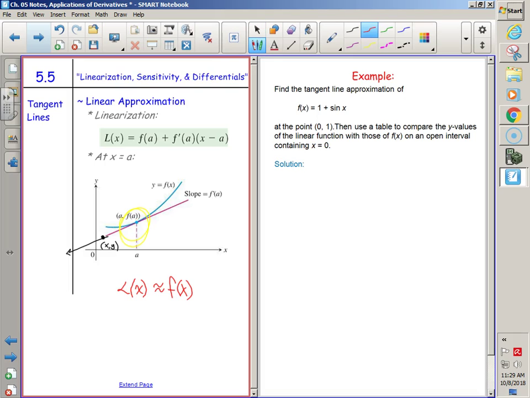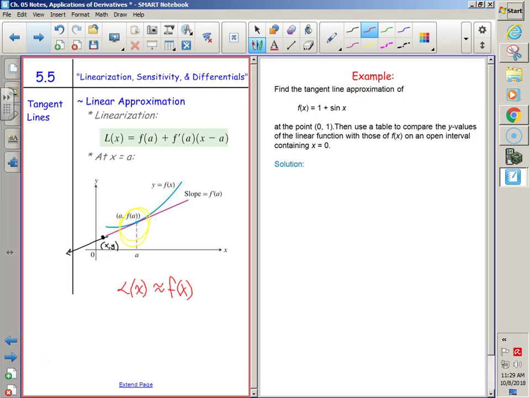So, if they give us the problem, find the tangent line approximation of 1 plus sine of x at the point 0, 1. Now, I'm not going to necessarily go to our calculators and use the table. We could. But how would we accomplish that problem? Here, let me grab the pen. All right, guys, make me a tangent line at the point 0, 1.